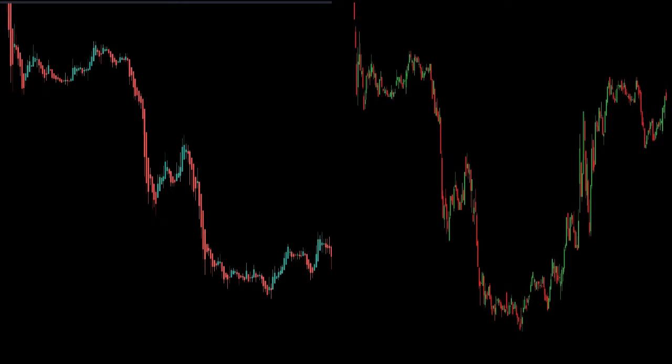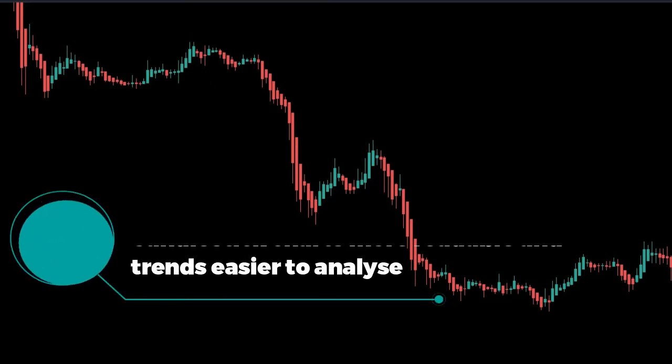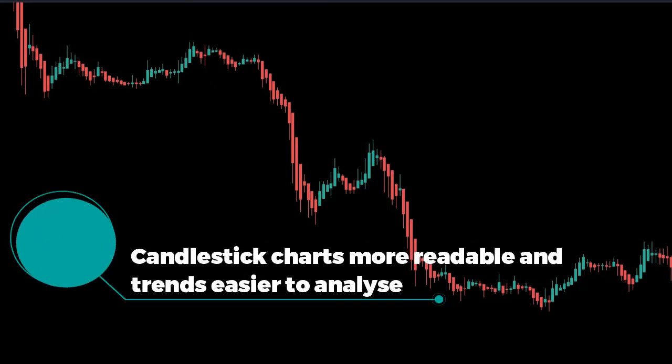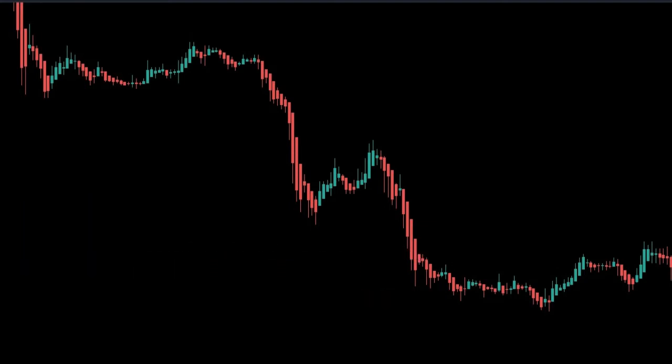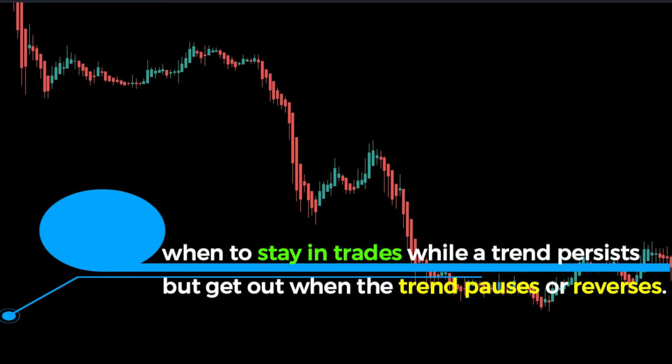The Heikin-Ashi technique can be used in conjunction with candlestick charts when trading securities to spot market trends and predict future prices. It's useful for making candlestick charts more readable and trends easier to analyze. For example, traders can use Heikin-Ashi charts to know when to stay in trades while a trend persists but get out when the trend pauses or reverses.